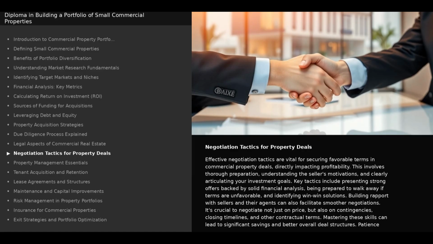and identifying win-win solutions. Building rapport with sellers and their agents can also facilitate smoother negotiations. It's crucial to negotiate not just on price, but also on contingencies, closing timelines, and other contractual terms. Mastering these skills can lead to significant savings and better overall deal structures. Patience and persistence are valuable attributes in this process. Successful negotiation ensures optimal outcomes for your portfolio.